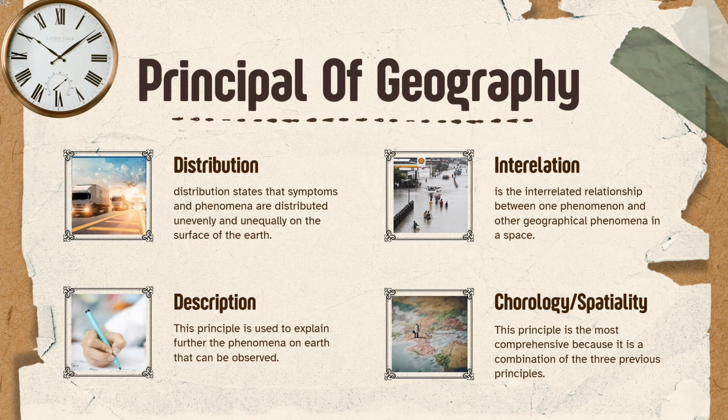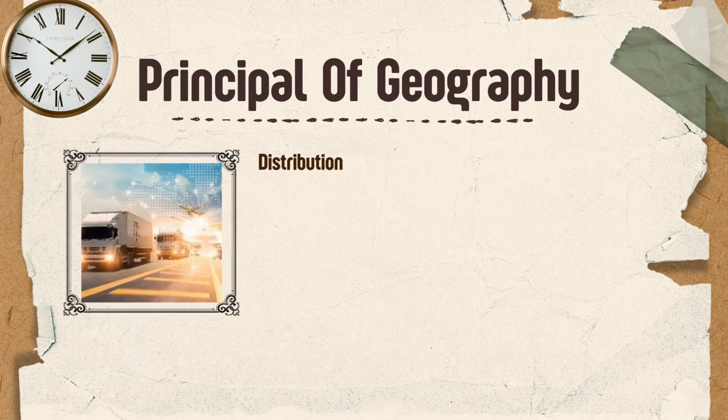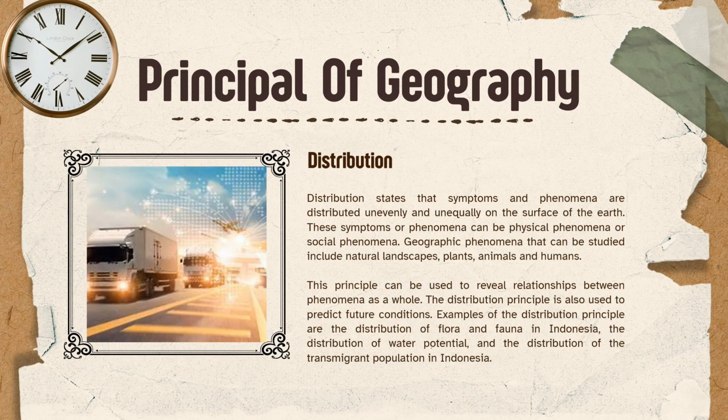First, distribution. The principle of distribution is that symptoms and phenomena are distributed unevenly and unequally on the surface of the earth. The symptoms or phenomena can be physical phenomena or social phenomena. Geography phenomena that can be studied include natural landscape, plants, animals, and humans.